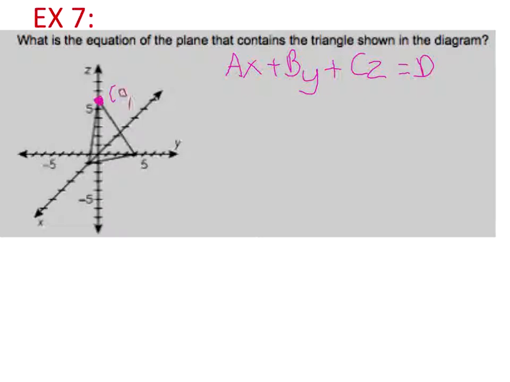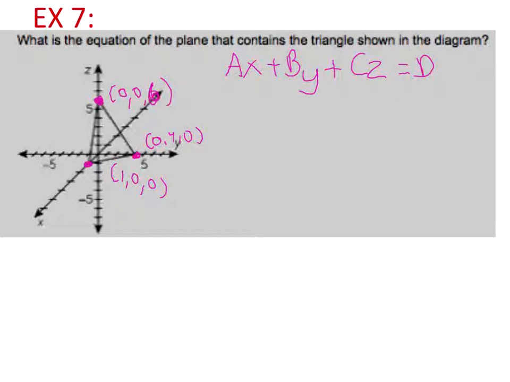So this first dot up here would be 0, 0, 6, because on the z-axis it's up at 6. There's no x value, it's not forward or back. There's no y value, it's not side to side. It is just up 6. Now my x value is at 1, 0, 0. And my y value is at 0, 4, 0.